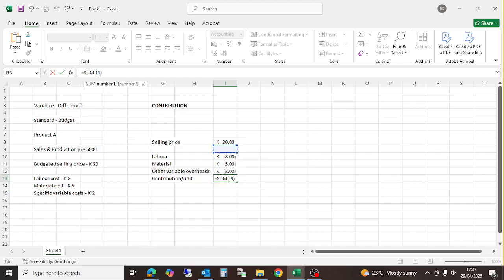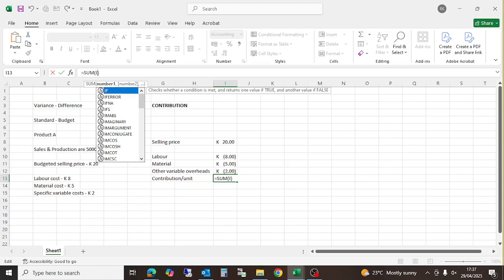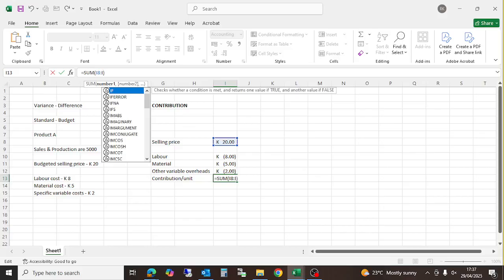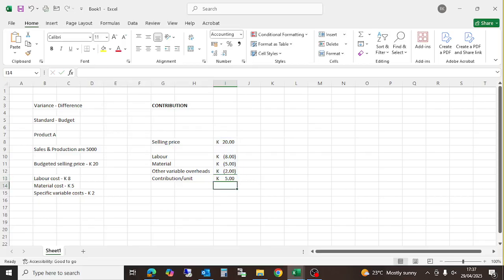The contribution per unit is the difference between the selling price of a product and the variable cost of that particular product.